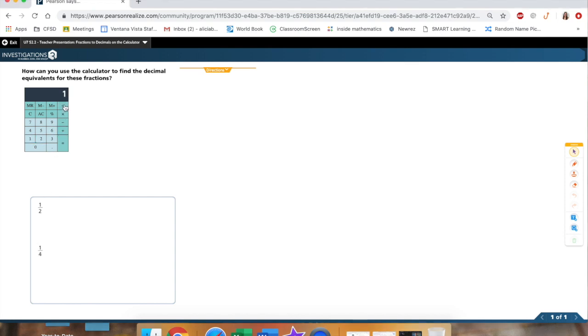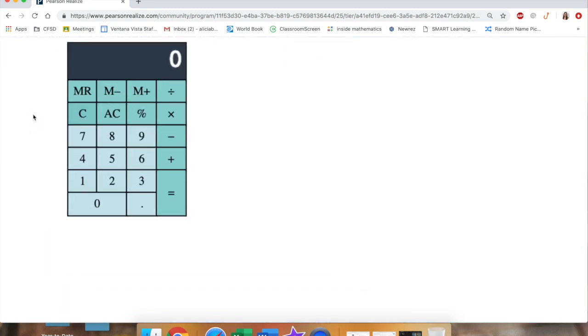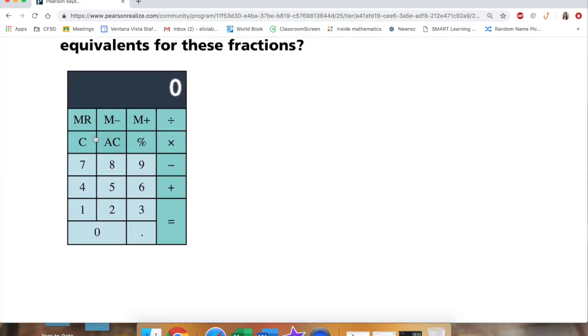So we can do 1 divided by 2, and that's going to give me 0.5. Okay, so the number on top is the first number we're writing, right? That's what's being divided, and the number on the bottom, the denominator, that's what we're dividing it by, right? So let's try this second one. The C is to clear it, okay? Some of us might not be too familiar with the calculator, but this one clears it right here. So let's do 1/4. We do 1 divided by 4.